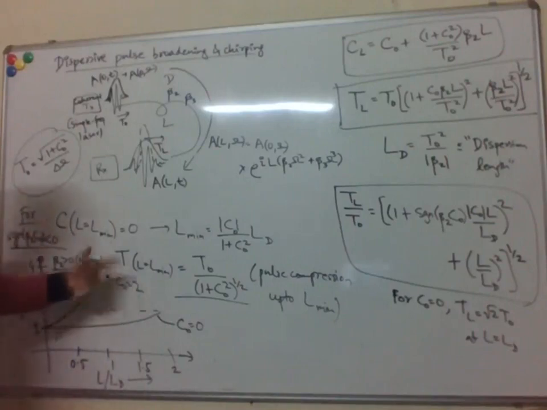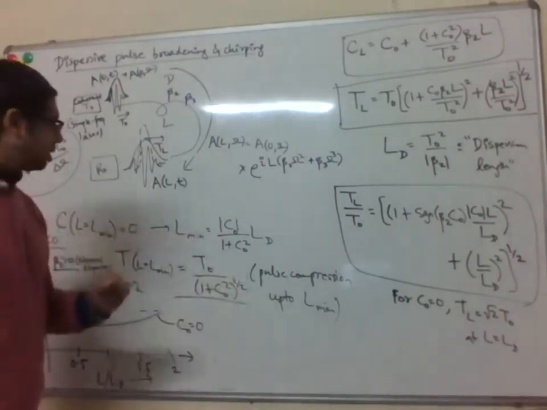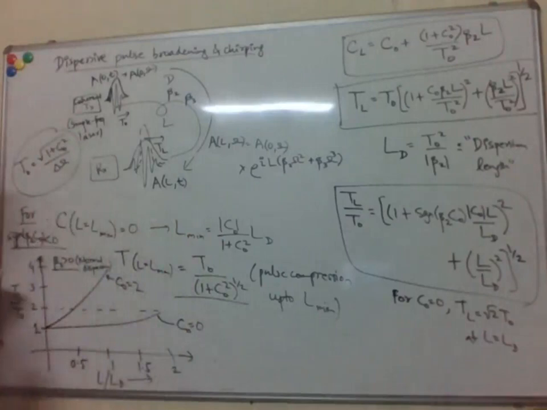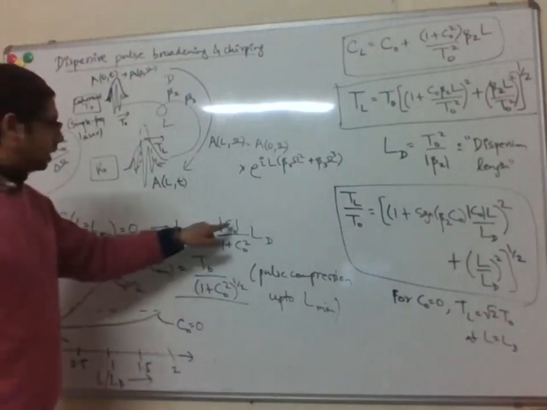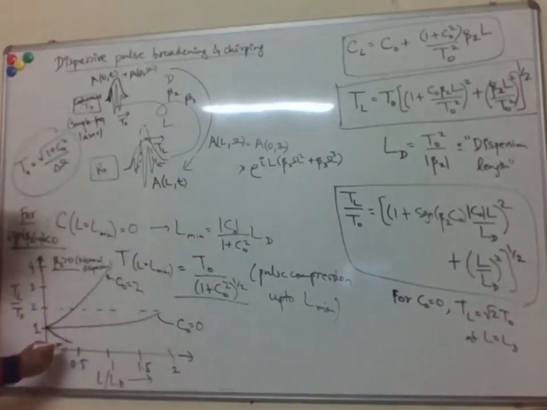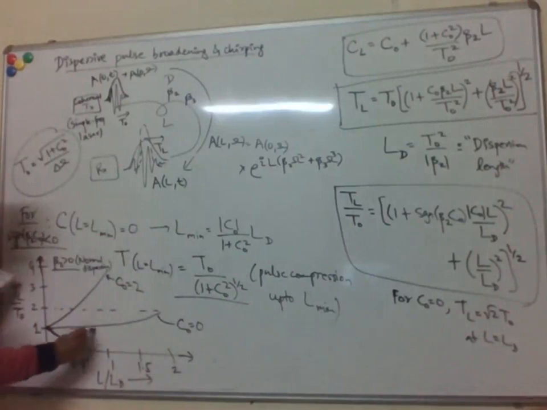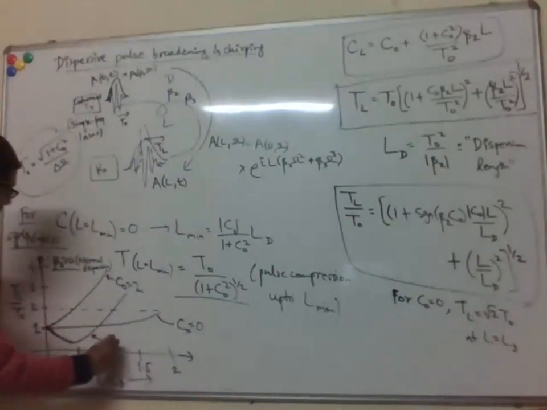If I take the other case, C0 equal to -2, so now beta 2 times C0 is negative, then we have this case. It will compress initially, up to some length here. If you put C equal to 2 here, then you get 2 by 5, so that's 0.4 times L_D. So until 0.4 times L_D it compresses, and then it starts broadening. Okay, so this is the negative chirp.